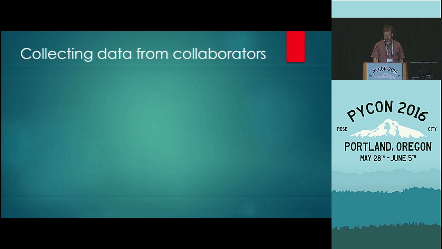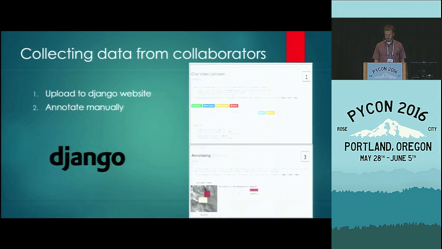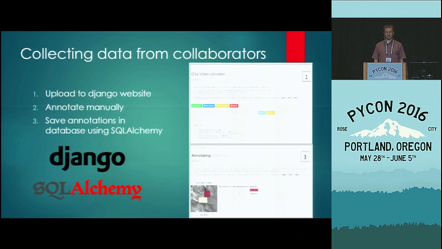So what we ended up doing was creating a website with Django, and just enough JavaScript to be dangerous, which would allow the researchers to upload the videos directly to our server. You can kind of see the bottom left-hand corner of that right figure there. They could paint little regions of interest on the videos directly in the browser. And then all these annotations would be saved into a SQLite database, and we used some nice SQLAlchemy for object relational mapping.